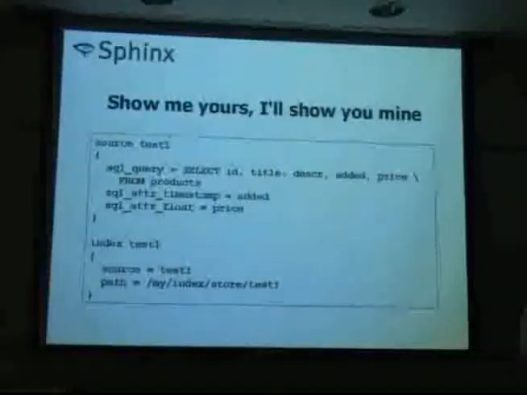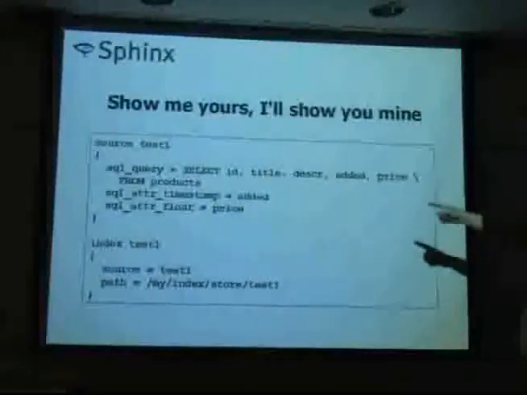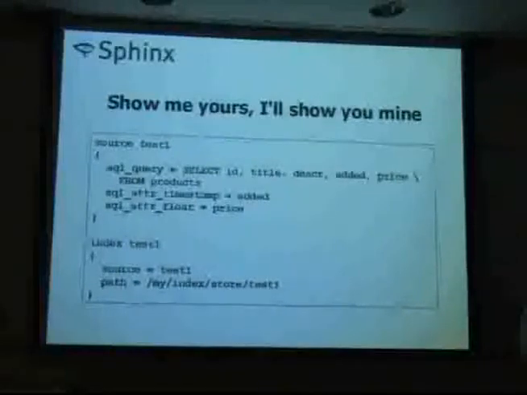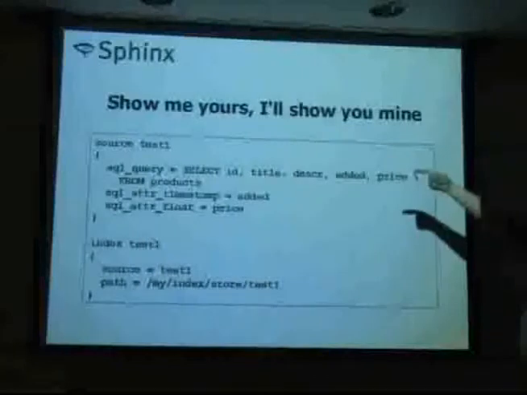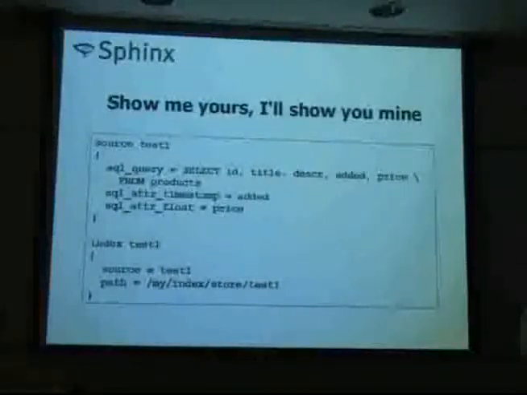This is the most simple configuration file sample I could come up with. So you have the query, you have the attributes, you have the timestamp attribute defined here, and a floating point attribute. This is it.